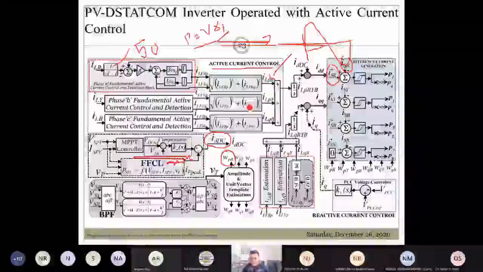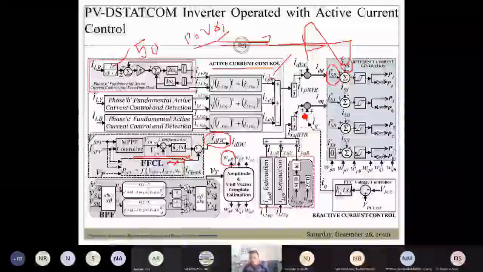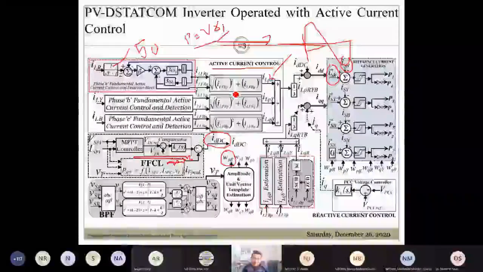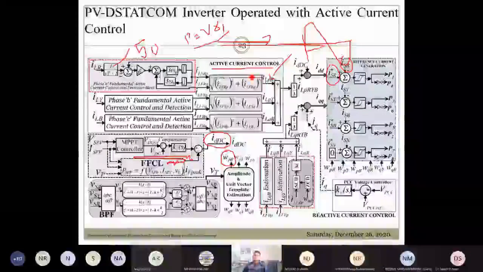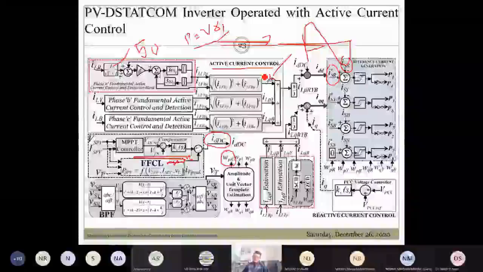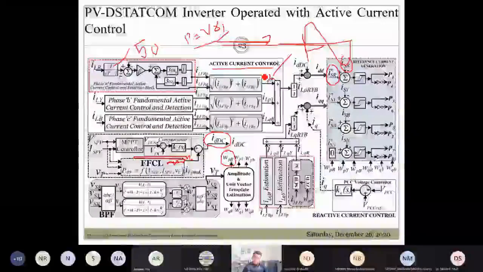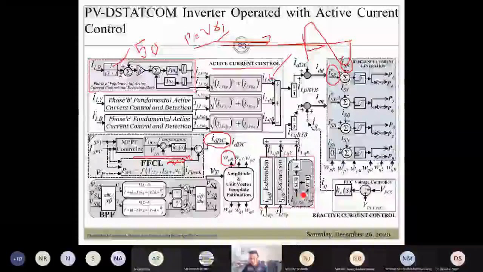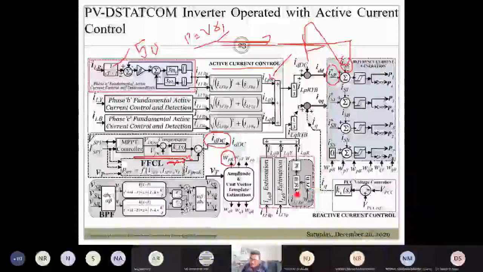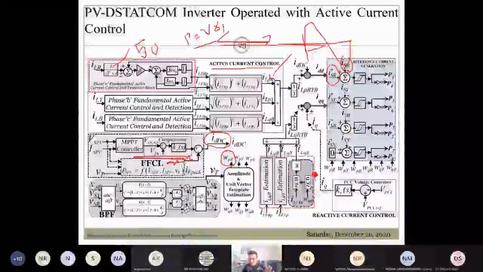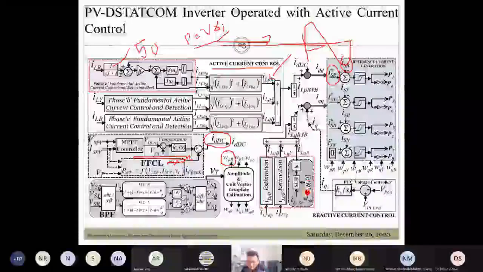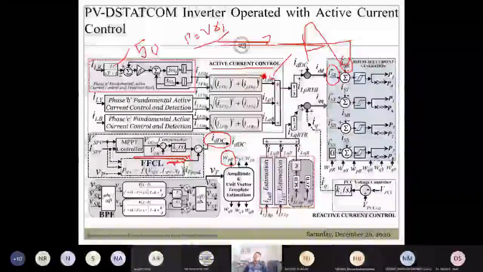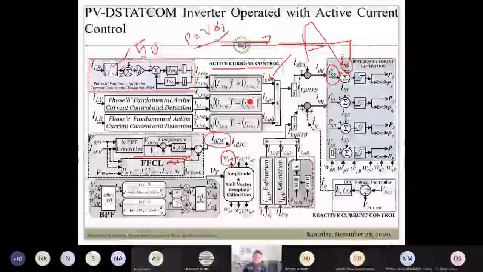For the unity power factor operation, this is why I have discarded the zero crossing detector from the active current control loop. This is one of the reasons. However, in case of reactive power compensation, I couldn't find any suitable alternative to replace the zero crossing detector. So the reactive power compensation loop still has the zero crossing detector, but in the active current control loop, I have discarded it.